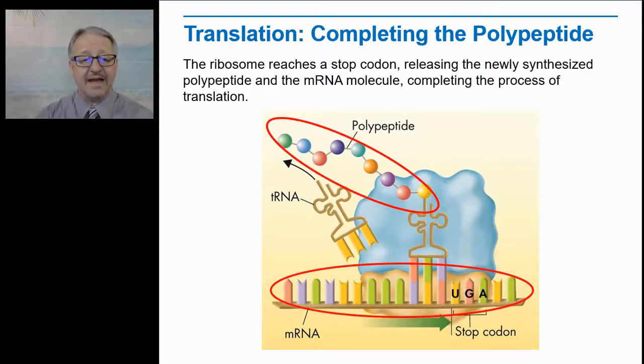Now, here we see the polypeptide at the top, a long string of amino acids that are all chemically bonded to each other to form a protein. And here, of course, at the bottom is the mRNA strand that was used to make that polypeptide. So what would happen if the stop codon mistakenly had been made into a regular codon?